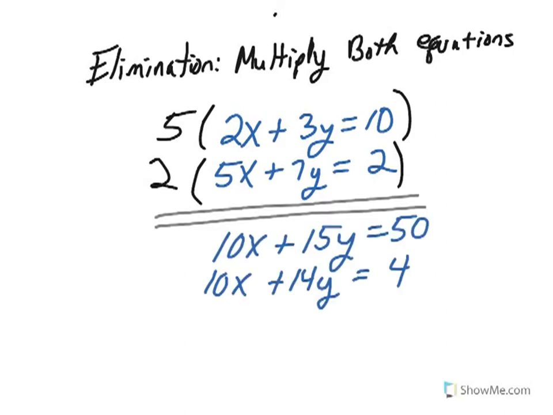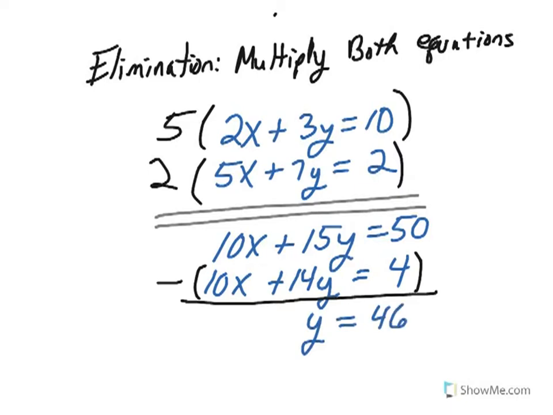Again, make sure you rewrite both equations. Don't just kind of scribble out. Make sure you rewrite both before you subtract. So now we're ready to subtract. So when we take 10x minus 10x, we get 0. 15y minus 14y is just y. And 50 minus 4 is 46. So we get that y is 46.